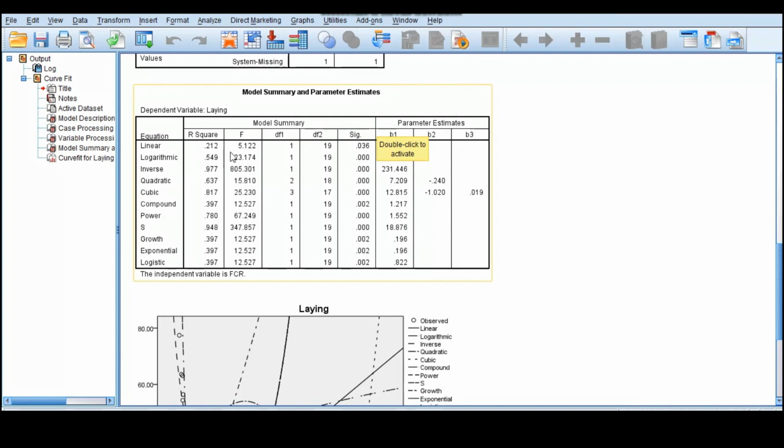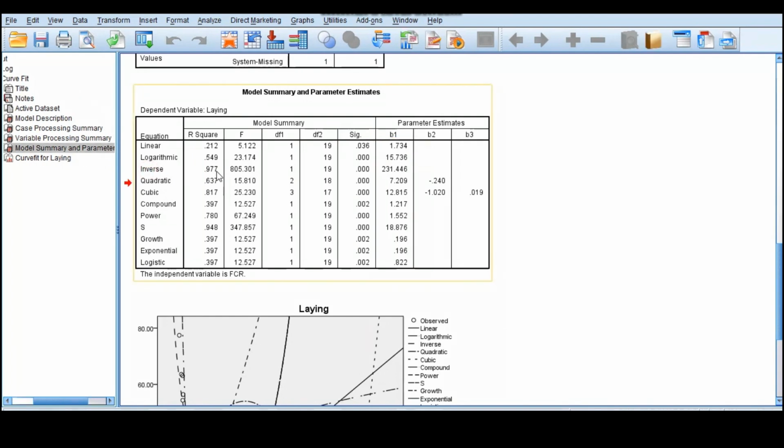So with all these, it's going to tell you the best model that you can choose is inverse, which has 97% R squared, and also the S model, where it has 0.948. So that is 94% of the variation. That is the strength that it can tell you, so that when you're going to perform your analysis, you know that the best one that I'm going to use is either inverse regression or S regression.